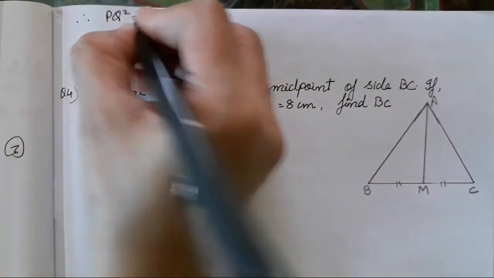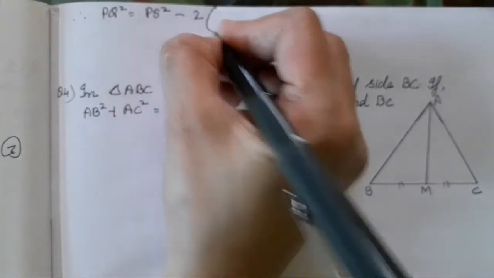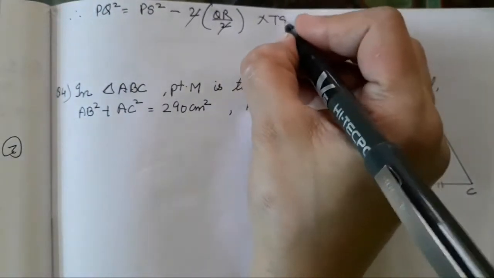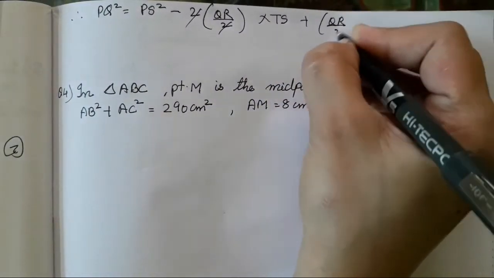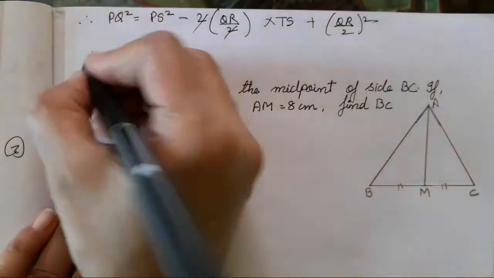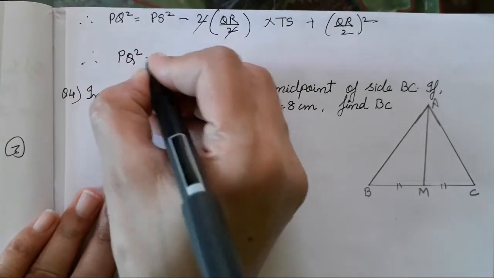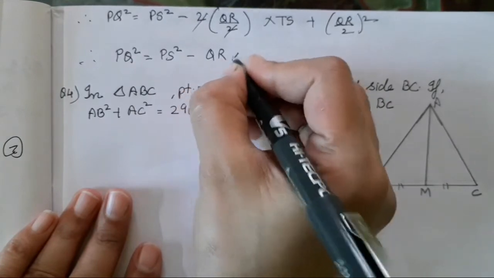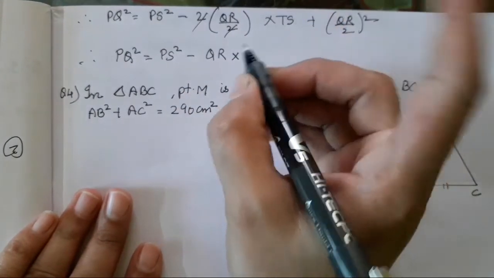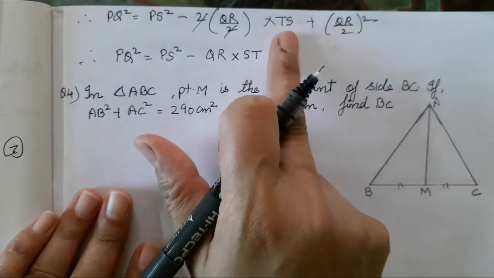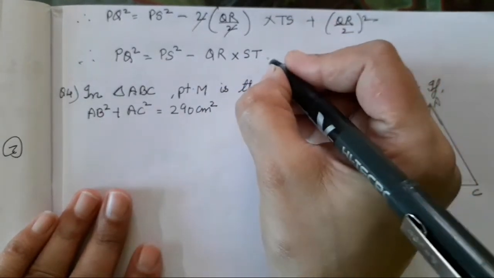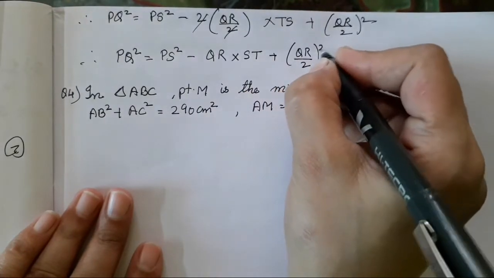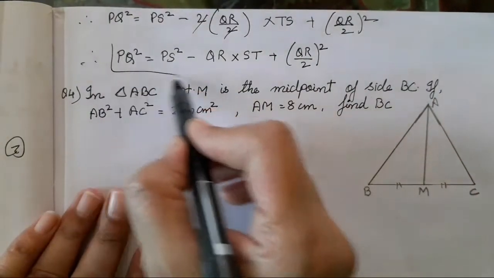Therefore PQ square is equal to PS square minus 2QR upon 2, where these two are going to get cancelled, into TS plus QR upon 2 complete square. Whatever has been left is PS square minus QR into ST or TS. But in the question they have asked ST, so you have to change the name over here. So it is going to be QS ST plus QR upon 2 whole square. Got it? So your second one is also proved.